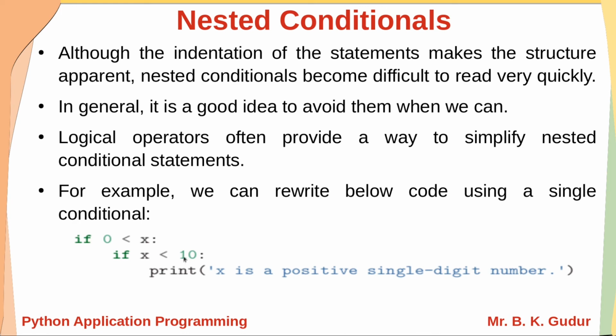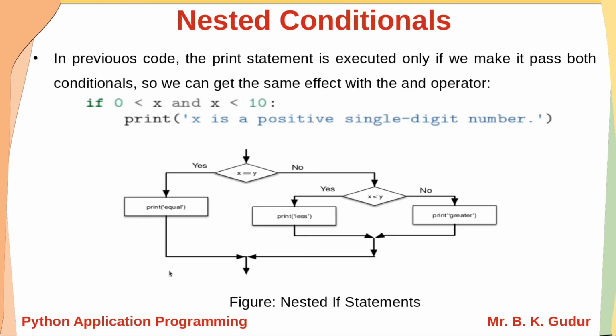Here the condition has been nested within another condition, but this can be simply avoided by just using an AND statement like this. If you see, if 0 is less than x and x is less than 10, print x is a positive single digit number. Very simple thing. Like this, by using proper logical operators, you can avoid nesting of a condition within a condition.